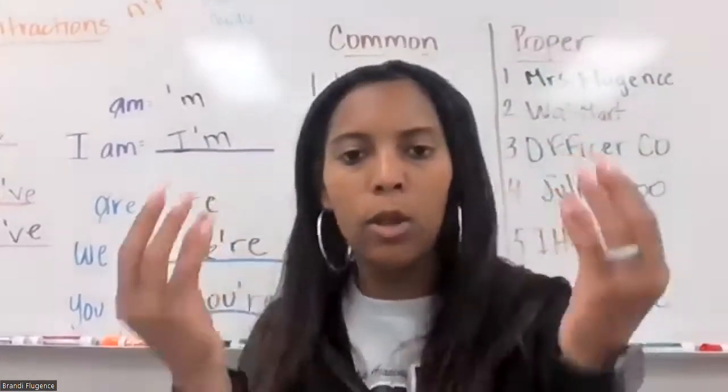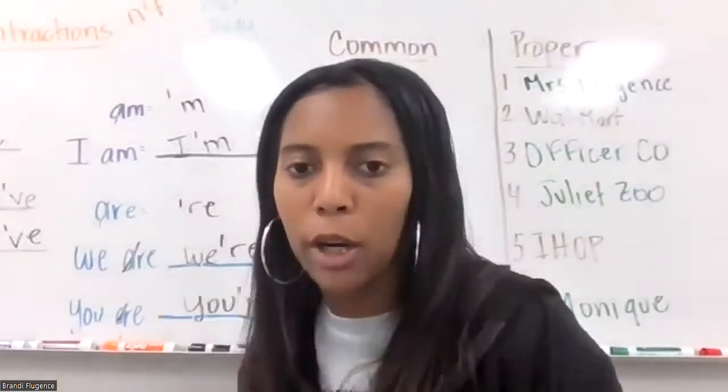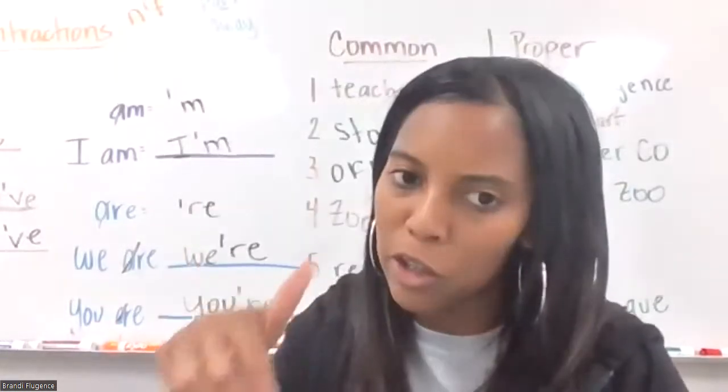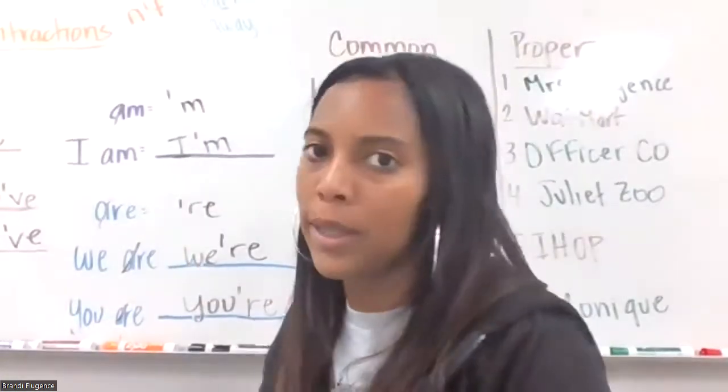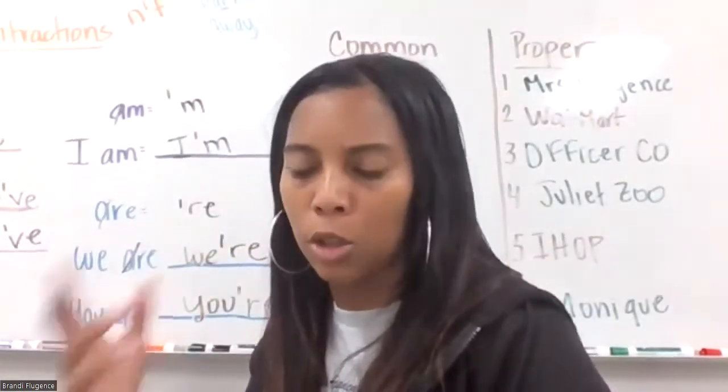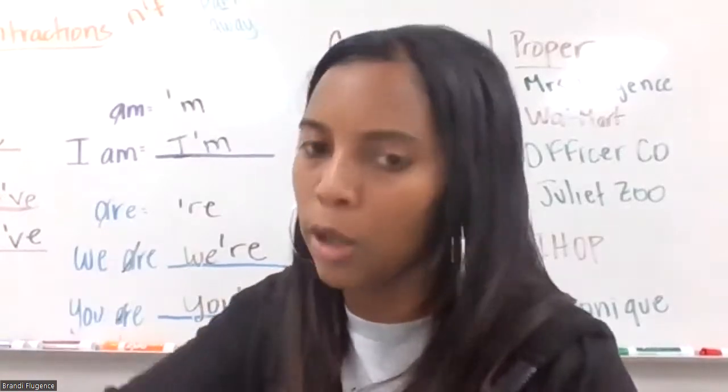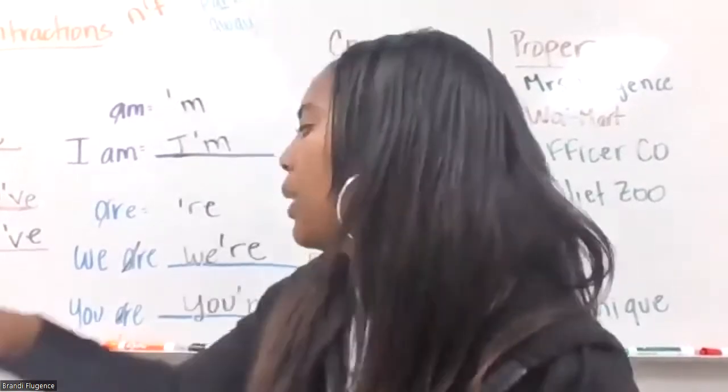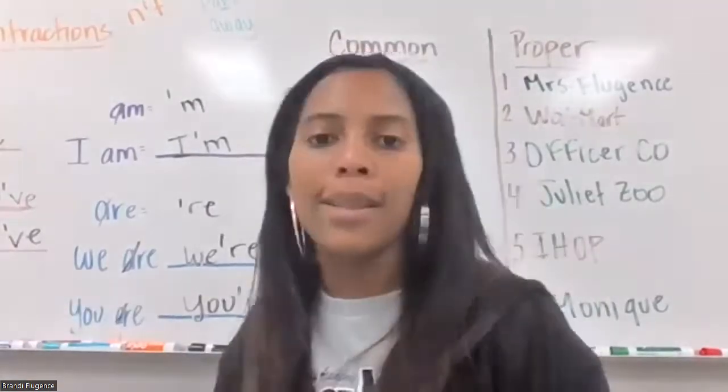Contraction is when we have two words, we put it together to make it shorter. We take out letters, but we put an apostrophe in place of the letters that we took out, so that it shows the shorter way to say or write the word as well. Okay, so those are our contractions.